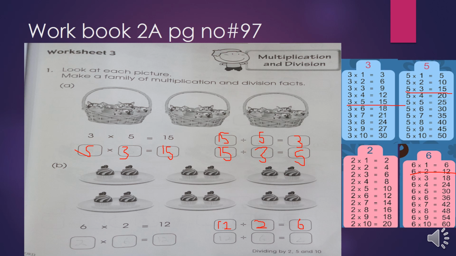When 12 comes in 2 table, 2 6s are 12. So our answer is 6.